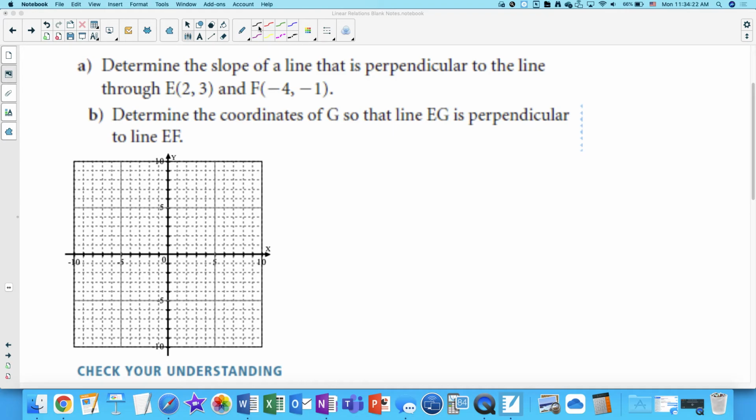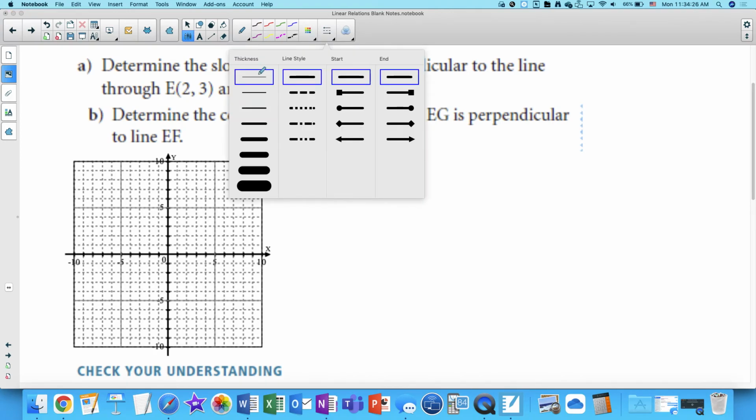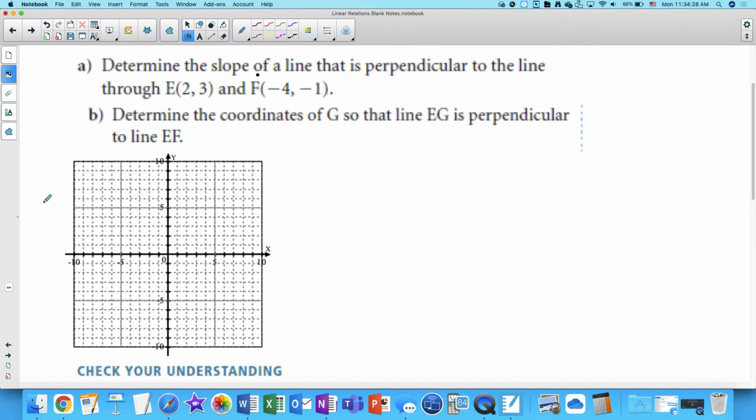Here's EF. I keep trying to switch the thickness, but it doesn't work, so I don't know why I keep doing that. I'm going to call this x1, y1, x2, y2.